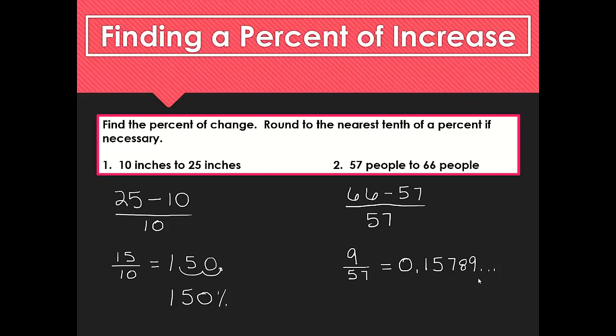Now that we have our decimal, we need to convert this to a percent. In order to convert a decimal to a percent, we move our decimal 2 places to the right. So we move over 1, 2. So we have 15.789, and the numbers kept going after that. We needed to round this to the nearest tenth of a percent, so we would have 15 point, the 7 is in the tenths place, so the 8 in the hundredths place tells us that we would round the 7 up to an 8. So we have 15.8%, or 15 8/10%.